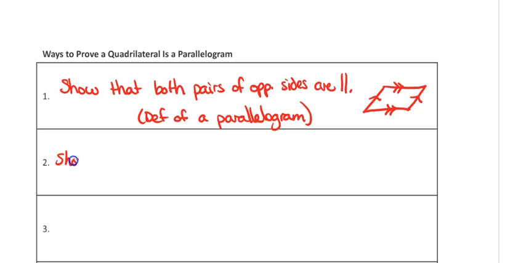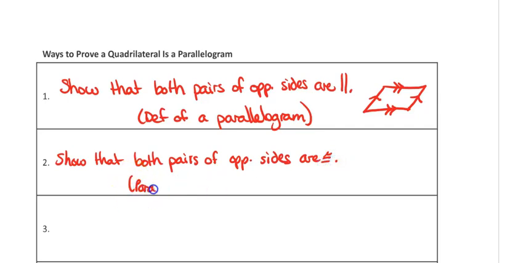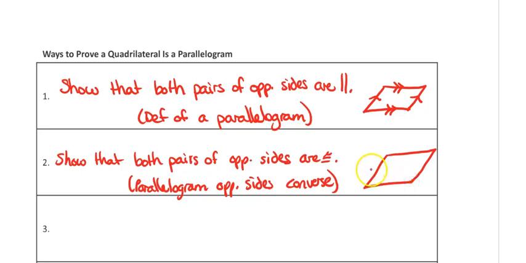Another way is you can show that both pairs of opposite sides are congruent, meaning the same length. When you do that, you're using the parallelogram opposite sides converse. What that looks like is you have a parallelogram and you show that both pairs of opposite sides are congruent to each other. They are the same length.